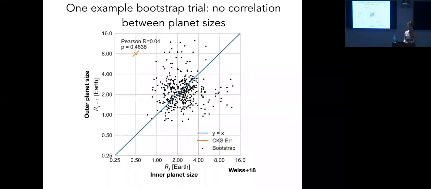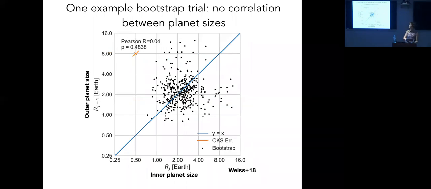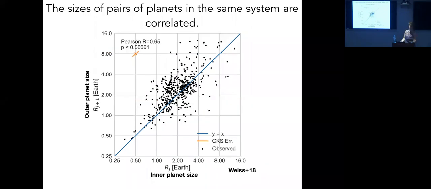All right, so here's one example of our bootstrap trial, and we see no correlation between the planet sizes. So the bootstrap trial did not reproduce the observed correlation, which again is here. No correlation in the bootstrap, correlation in the real systems.